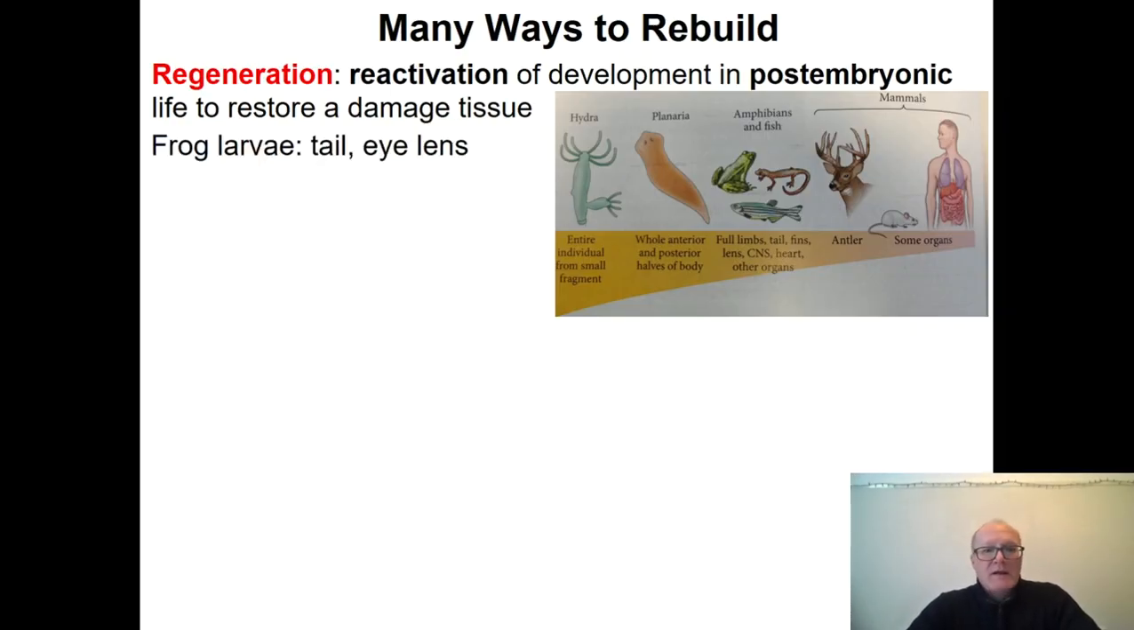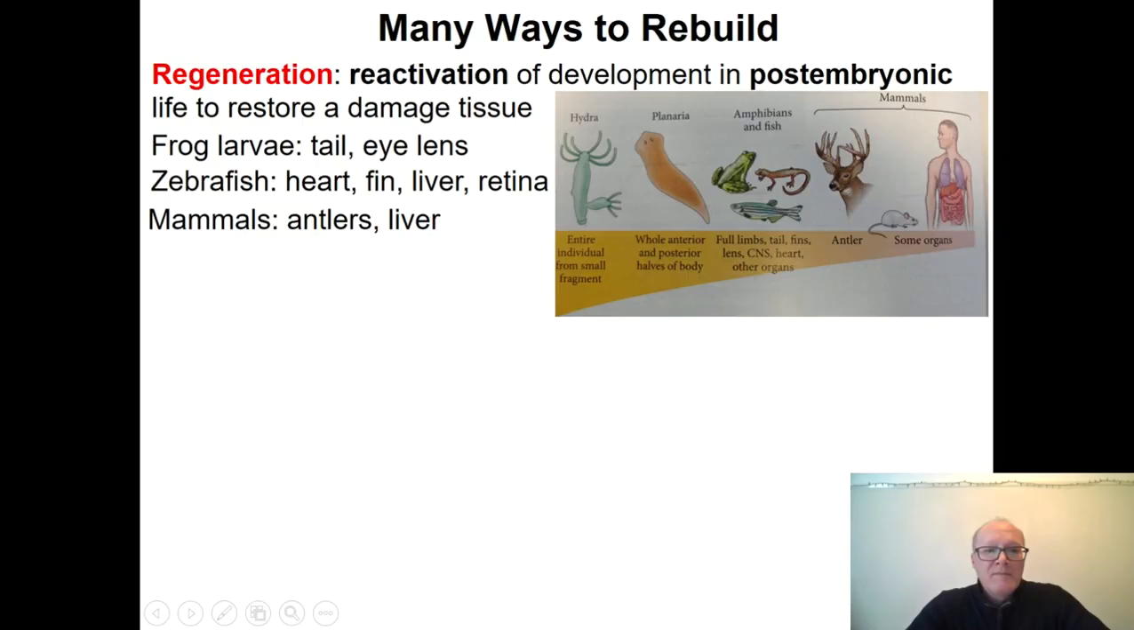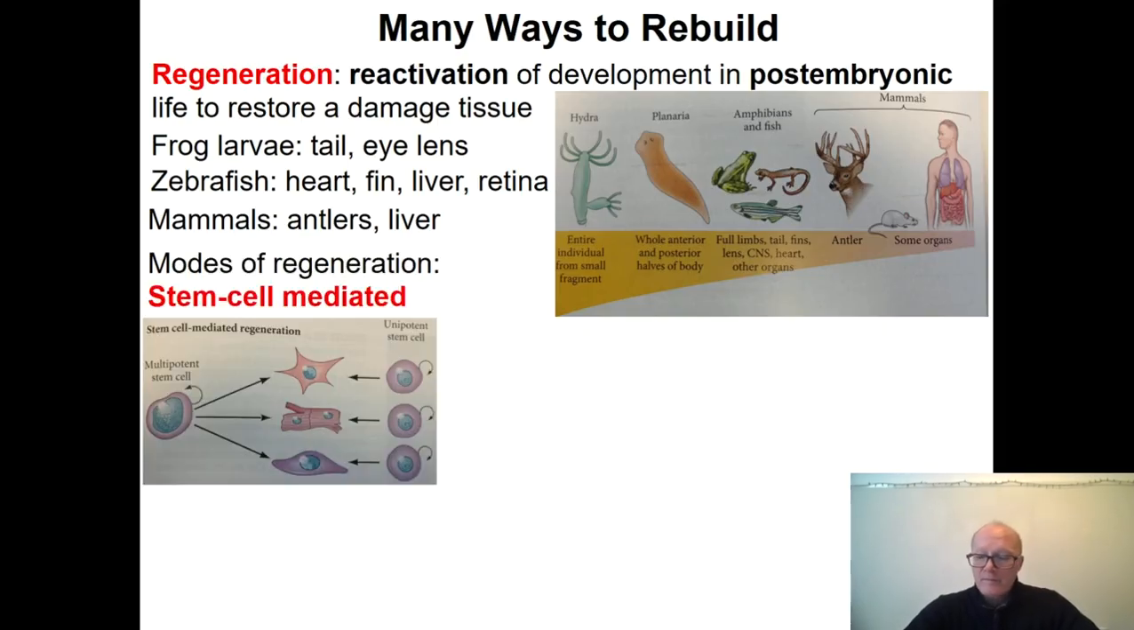Other animals, like frog larvae, regenerate some tissue but not all. For example, frog larvae regenerate the tail and the eye lenses. Zebrafish, which is this fish here, regenerate the tail, the heart, the fin. And newt regenerate tails and limbs. Some other animals, mammals, have reduced regeneration ability. Most mammals can regenerate the liver, and some mammals can regenerate the antlers.